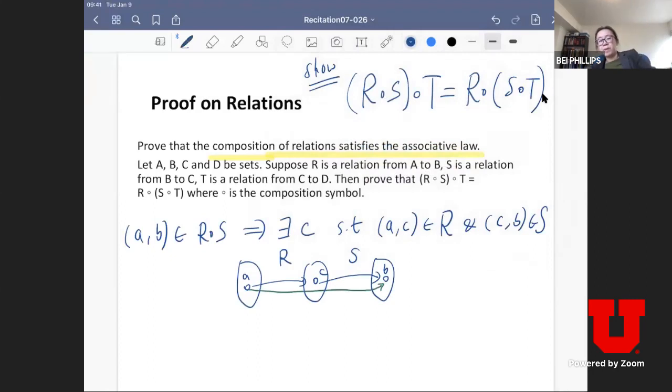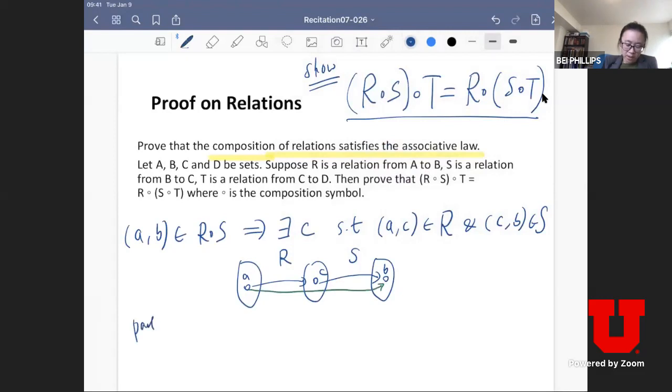So I will give you 1 minute to try to prove this, but I will also give you a hint. Because I want to show the equality between these 2 compositions, and even though it's a composed relation, it's still a relation. It's a set of ordered pairs. So I am asking you to prove essentially set equivalences. How do I prove set equivalence?